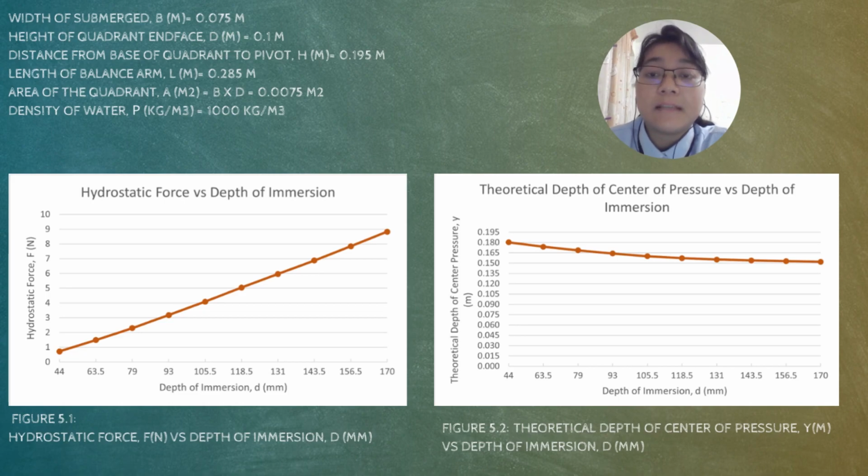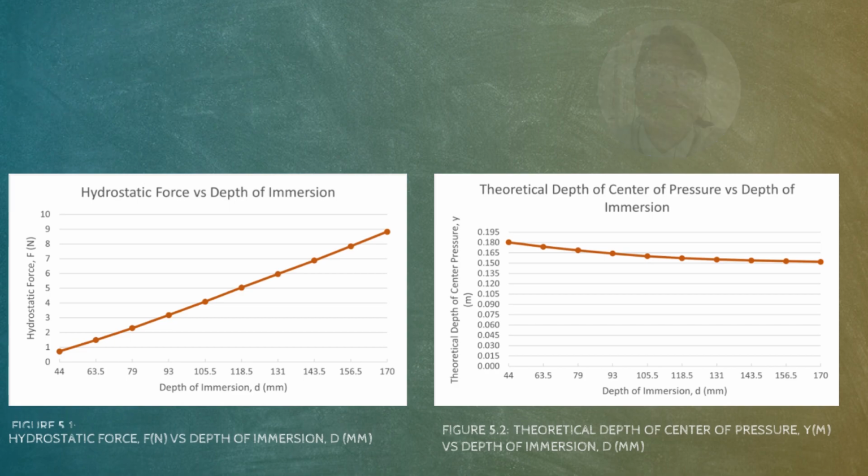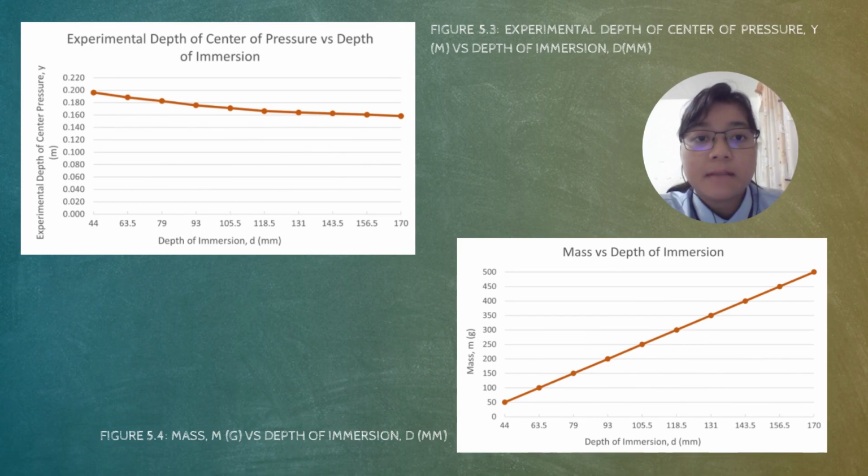So based on this data we obtained, we can generate four graphs, which are hydrostatic force versus depth of immersion, theoretical depth of center of pressure versus depth of immersion, experimental depth of center of pressure versus depth of immersion, and the last graph is mass versus depth of immersion.